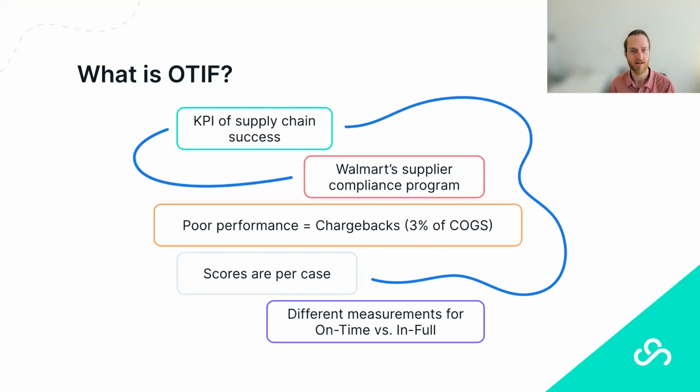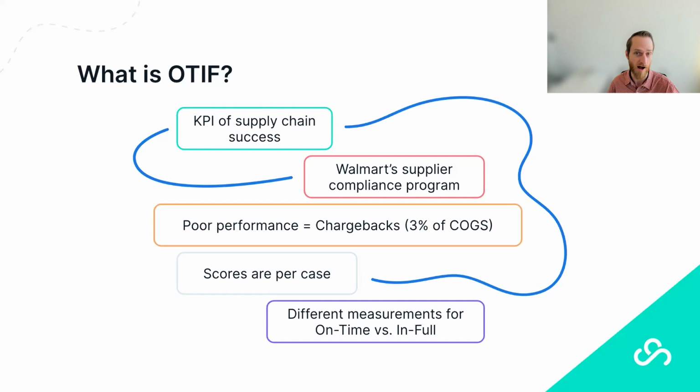Just real quick to cover the basics. OTIF is Walmart's supply chain performance program where they're measuring your performance against their key KPIs to make sure that product is being received on time and in full, so that they can keep their shelves stocked. So that's the major goal.